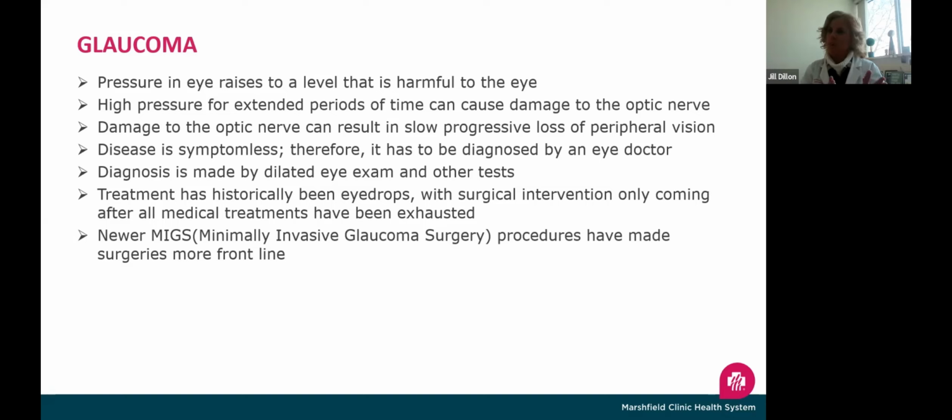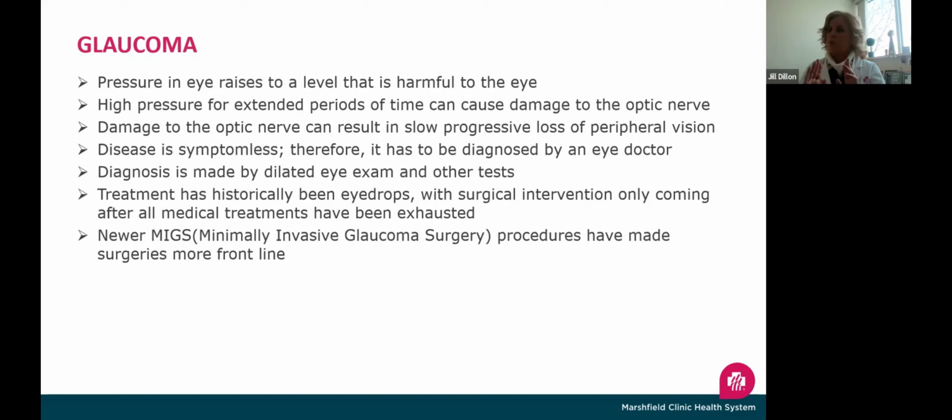We look at the number, at the pressure, but we also want to know how the optic nerve looks in the back of the eye. When the pressure goes too high for your eye to handle, and there's a couple of reasons why this can happen that I can talk about briefly, damage can occur to the optic nerve in the back of the eye. When damage occurs to the optic nerve, we'll see a slow, progressive loss of your peripheral or your outside vision. So it doesn't affect your central vision like macular degeneration. It affects your outside vision.